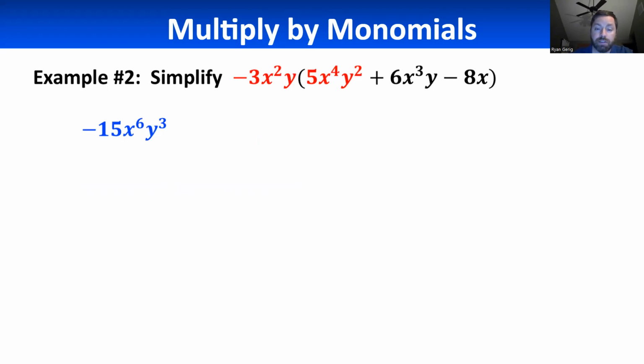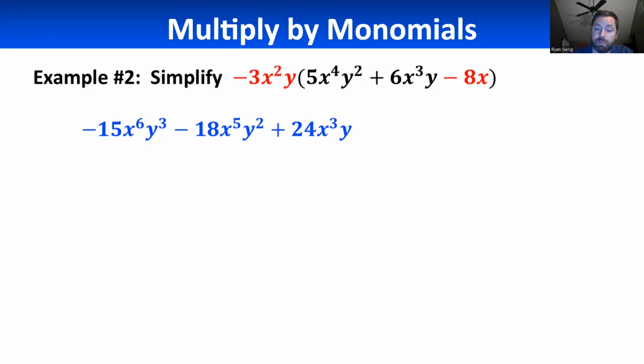Now let's multiply the second term by -3x squared y. -3 times 6 is -18. x squared times x to the third is x to the fifth. y to the first times y to the first is y squared. Last one, -3 times -8 is +24. x squared times x is x to the third, and there's no other y's, so it's just y.